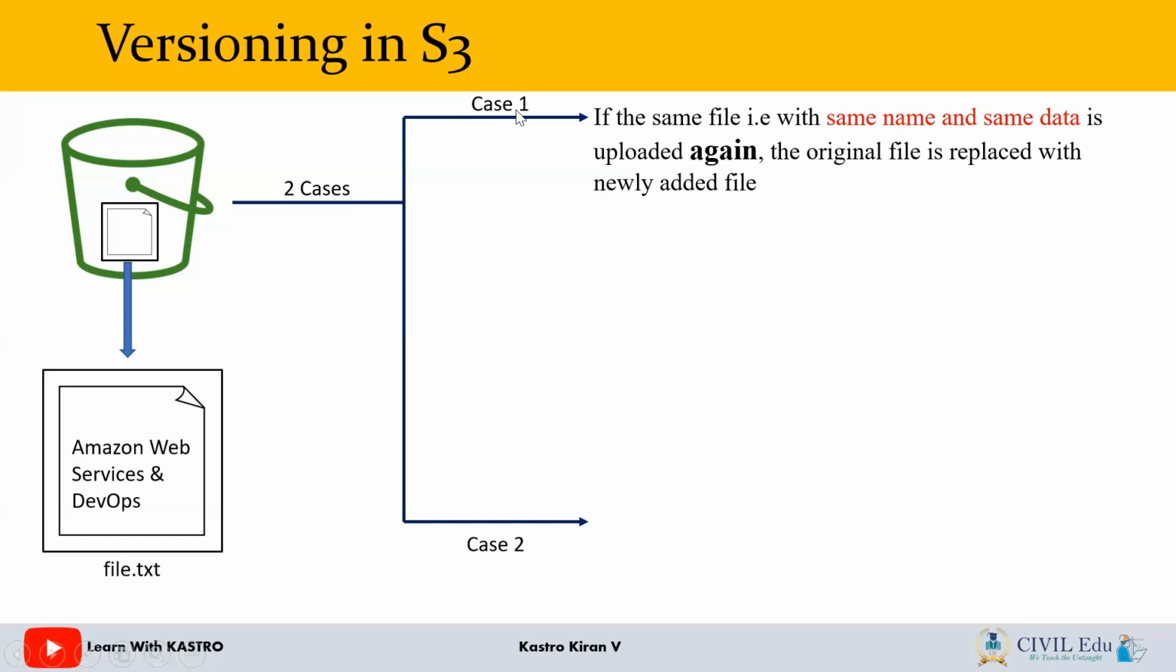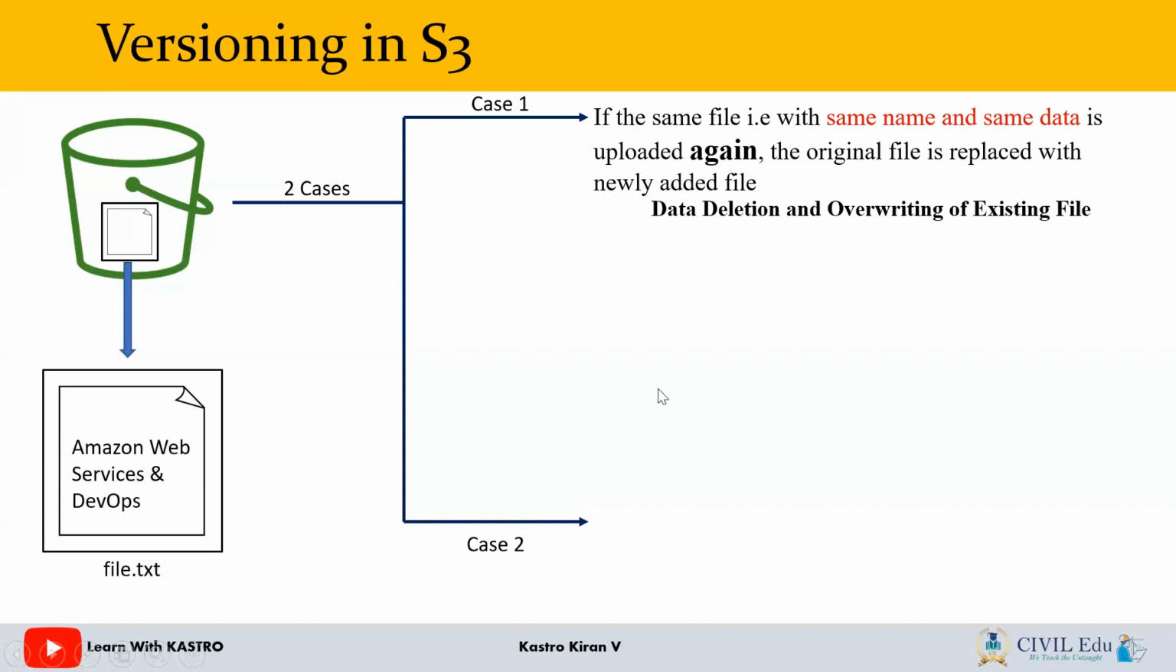Here the original file is getting replaced with the file that I have uploaded in case one. So what is the problem here? The problem is that data deletion and overwriting of an existing file is going to happen. What does that mean? This is the existing file, the very first time that I uploaded the file. When I try to upload the file for the second time, with the same name and the same data, this original file we are going to lose.